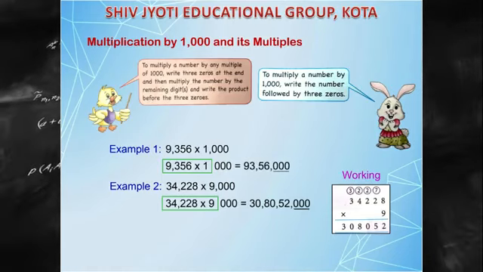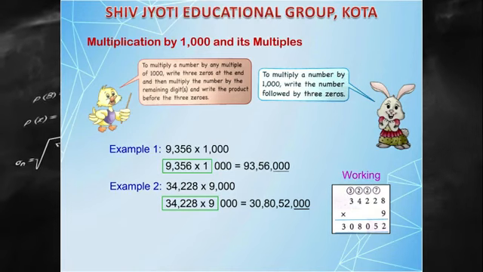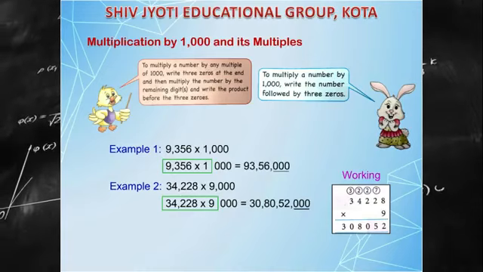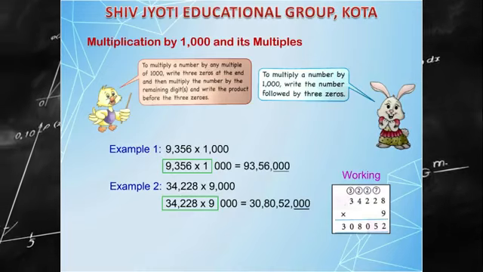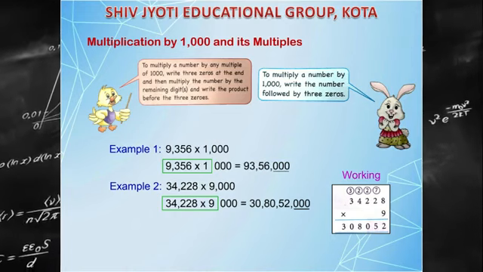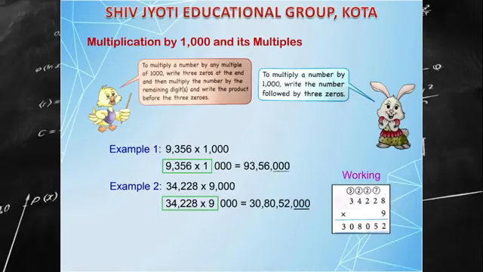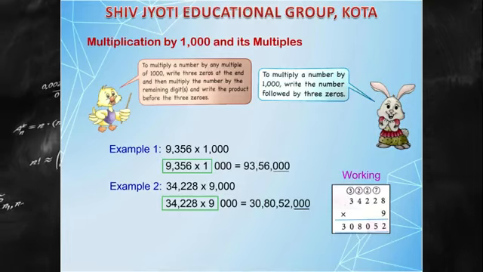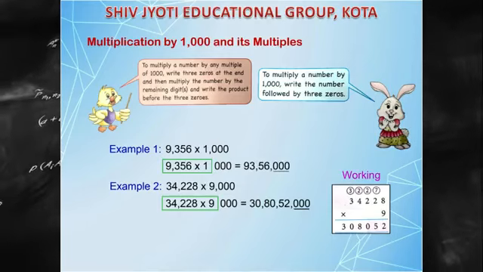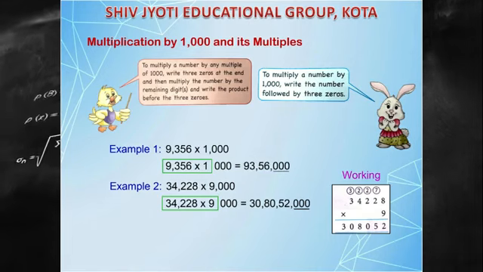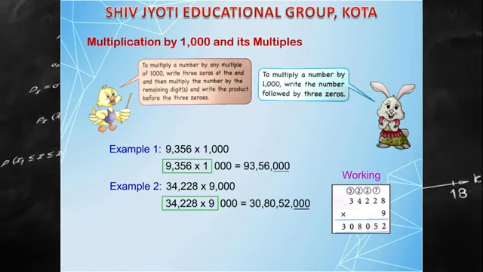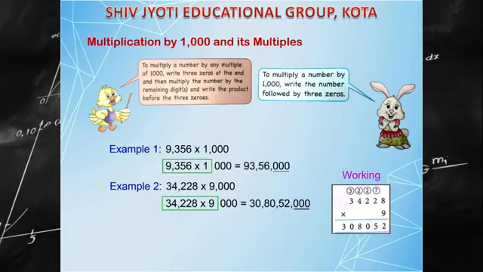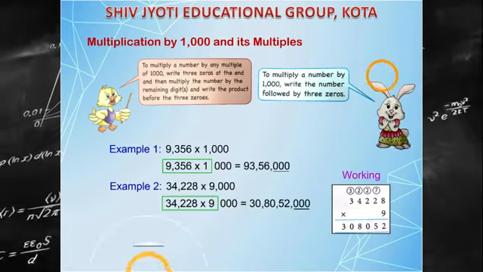To multiply a number by any multiple of 1000, write 3 zeros at the end and then multiply the number by the remaining digits and write the product before the 3 zeros. Let's take one more example. 34,228 multiplied by 9,000. Here we multiply 34,228 by 9. Then insert 3 zeros to the right side of the number because 1000 has 3 zeros. So here 30 crore 80 lakh 52,000 is the product of the numbers.